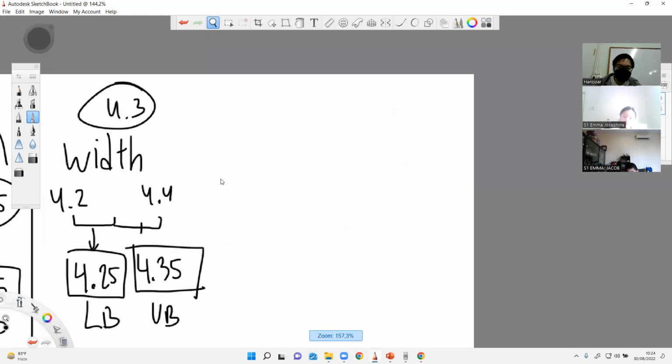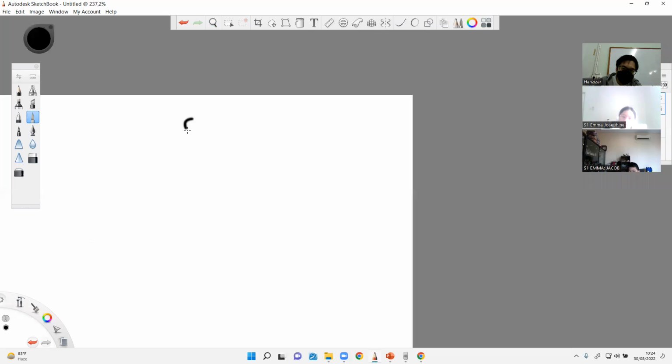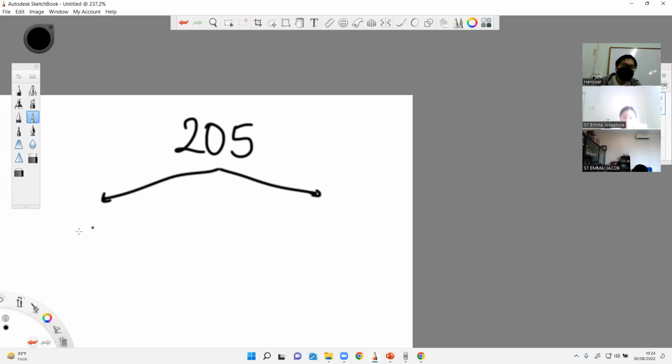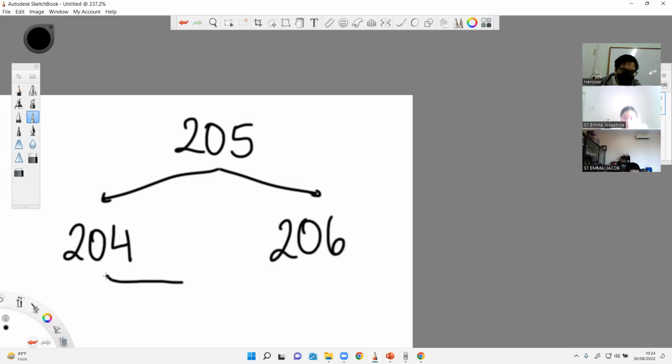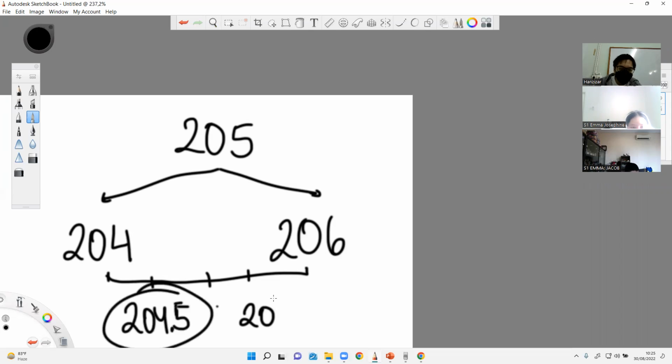One more measurement. 205. In between, what is the smallest possible value? 204 and 206. Okay, the upper bound will be 204.5, or the upper one, 205.5. Up to you, no problem. 204.5 and 205.5. Get the idea, guys?